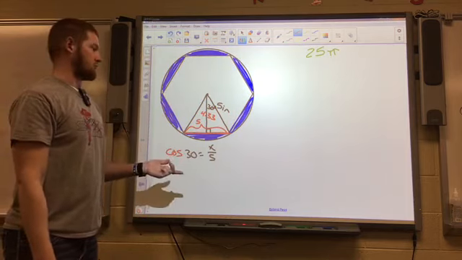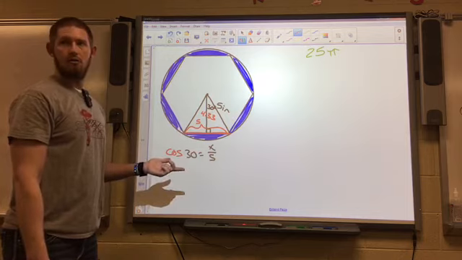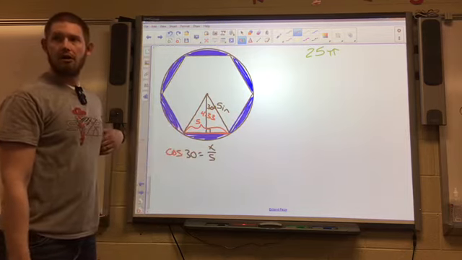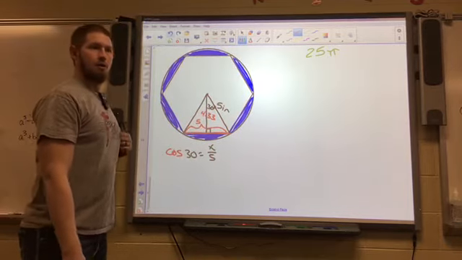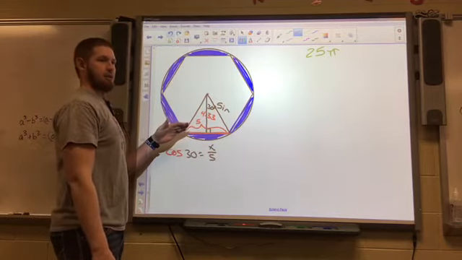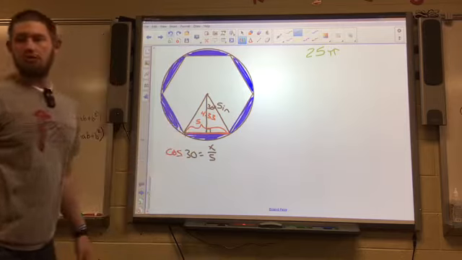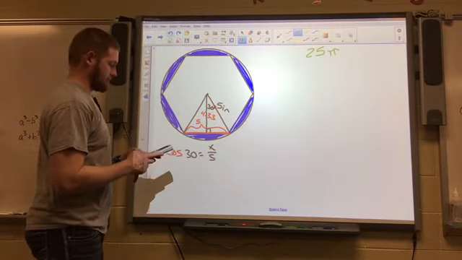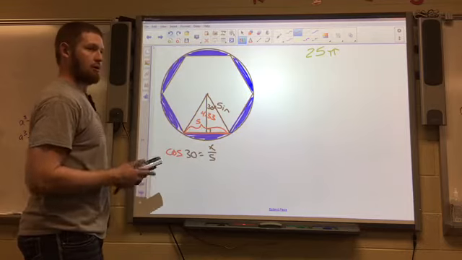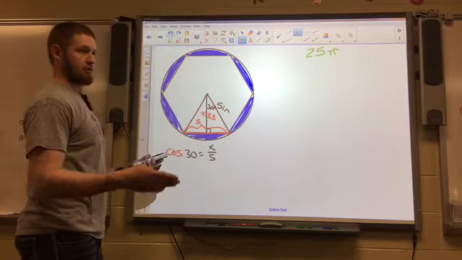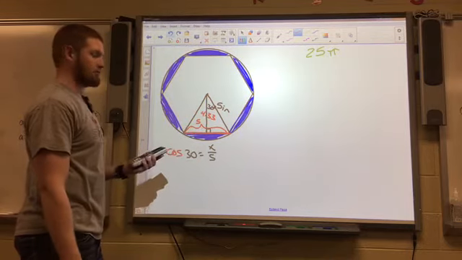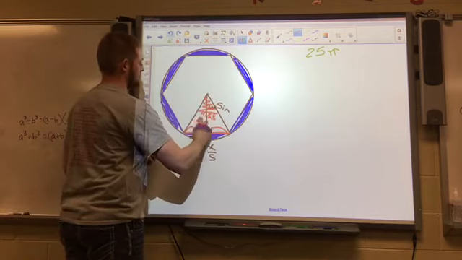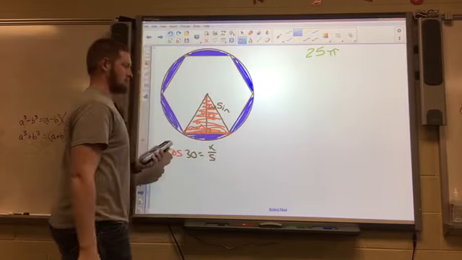So McKenna, what's the next thing we need to do? You're finding the area of the triangle, right? The area of a triangle is 1/2 base times height. So you take 5 times 4.33 divided by 2. Now you get the same answer if you use the theorem that we were just talking about, right? Okay. So the area of this triangle is what?